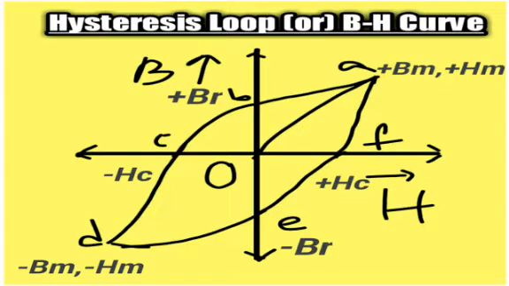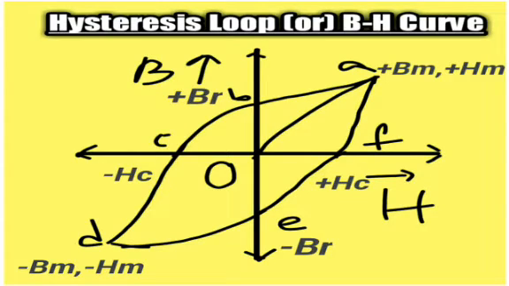And also, in this process, the core absorbs energy. Per each cycle, energy is dissipated as heat. The amount of energy released by the core per cycle is equal to the hysteresis loop area. Here, the hysteresis loop is the curve of magnetic flux density B against magnetic field intensity H. It is also known as the BH curve. This is the hysteresis loop or BH curve.